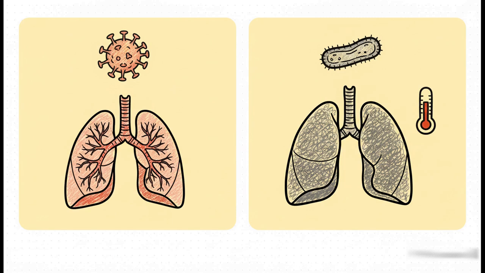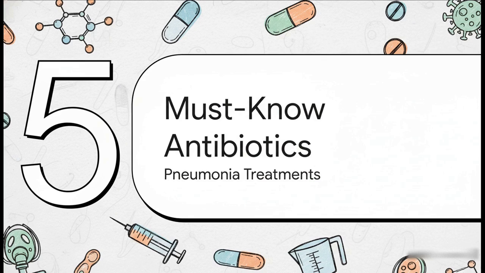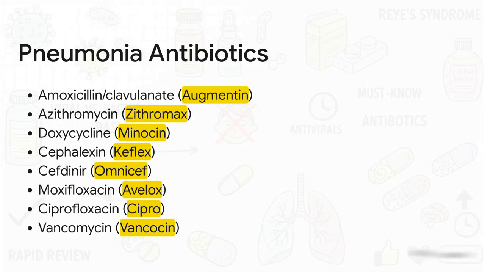Pneumonia needs antibiotics. So, if pneumonia is bacterial and needs antibiotics, the next logical question is, which ones? Let's run through the list of drugs that are most likely to show up on your test. For this part, it's all about memorization, generic and brand names. All right, you might want to screenshot this slide.